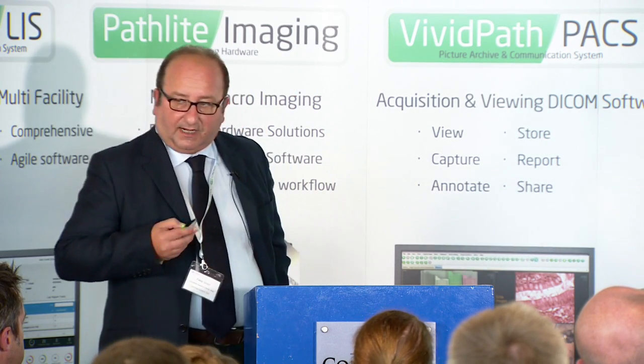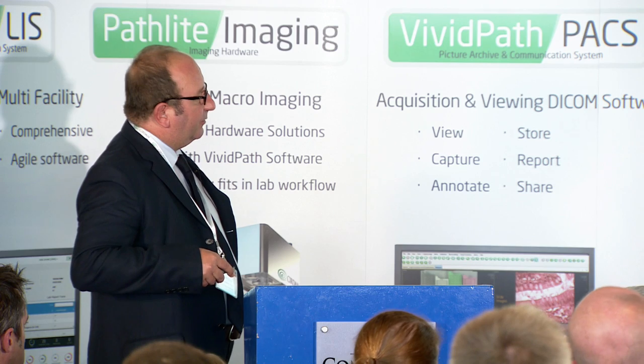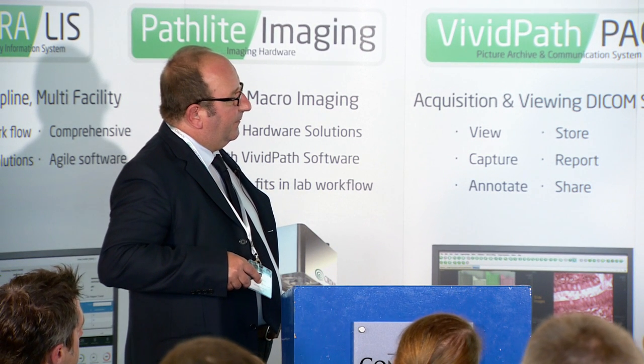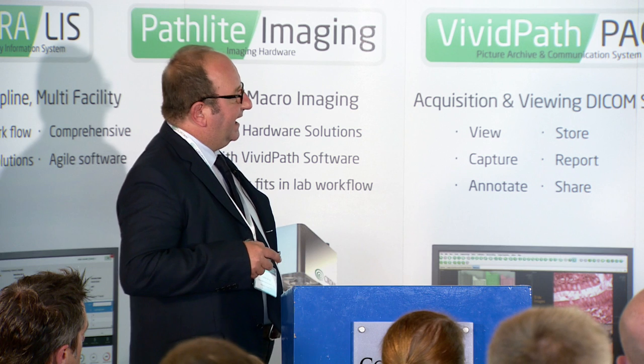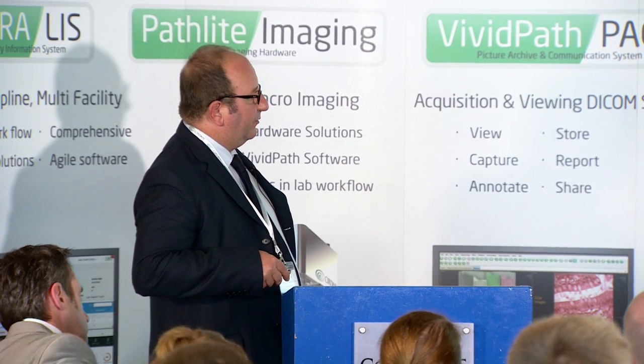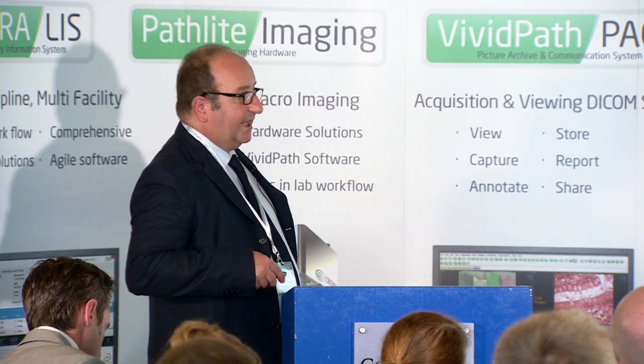But what are fractal entities, fractal structures? These are not only an example of the coast, the irregularity, but if we look at the perimeter of the line of a cell, it is very irregular in space. And in this case, the most important properties are four: irregularity of the shape, self-similarity of the structure, non-integral fractional fractal dimension, and the most important, the scaling, which means that measured properties depend on the scale at which they are measured.